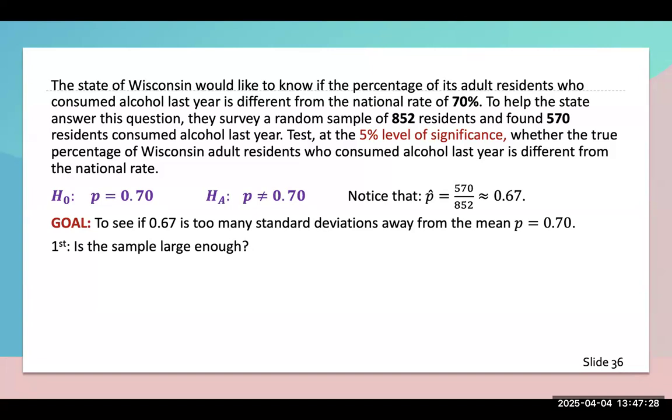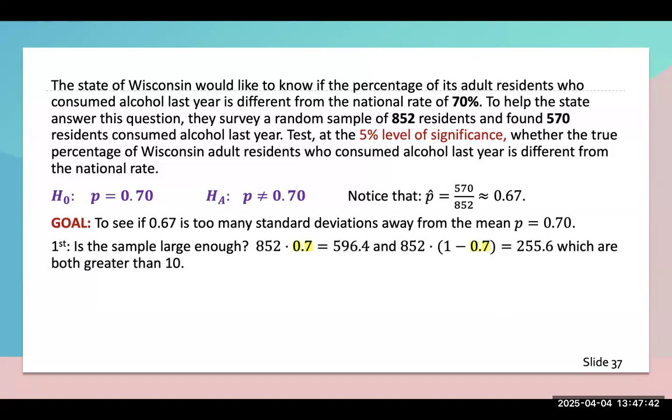So the first thing we need to do is figure out if our sample is large enough in order for us to make a confidence interval like this. So we're going to take n times p and n times 1 minus p and see if both of those numbers are greater than or equal to 10. Now n is the size of the sample, 852, and p is 0.7. Now be careful here. In the past, when we made confidence intervals, we used p hat, the 0.67, when we did n times p and n times 1 minus p. Because we know the true p, we're not going to use p hat. The assumption is that p is equal to 0.7. So that's what you're going to use.